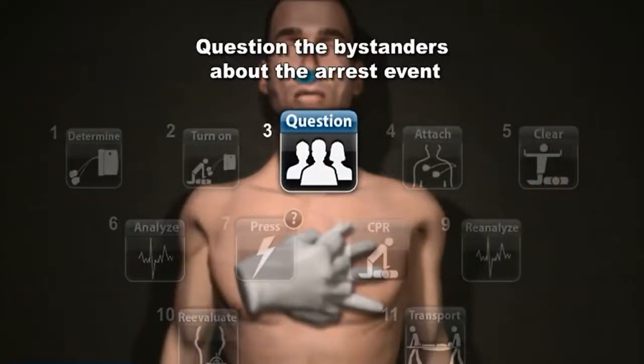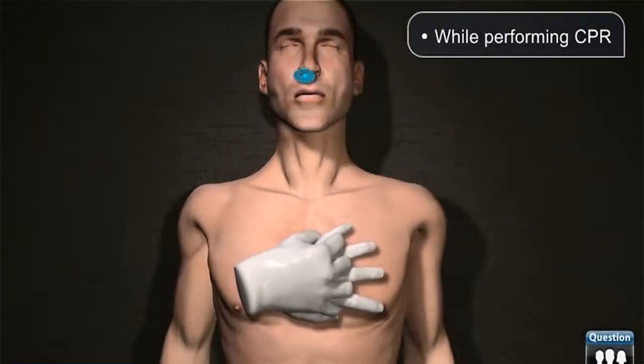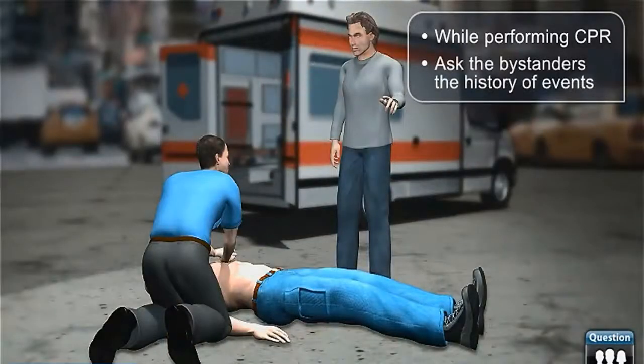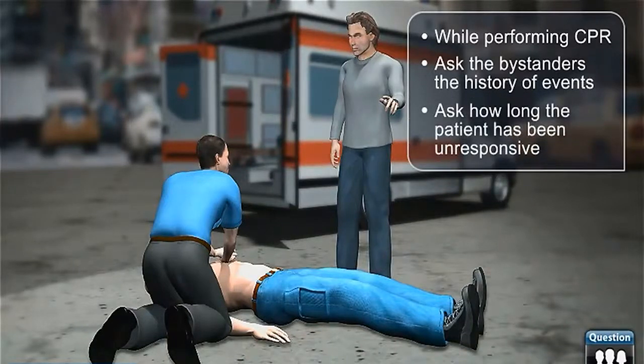Question the bystanders about the arrest event. While performing the CPR, ask the bystanders the history of events and how long the patient has been unresponsive.